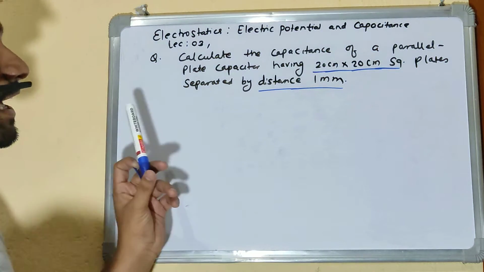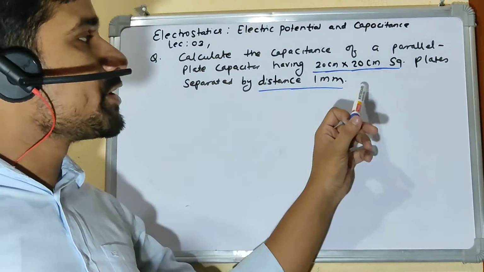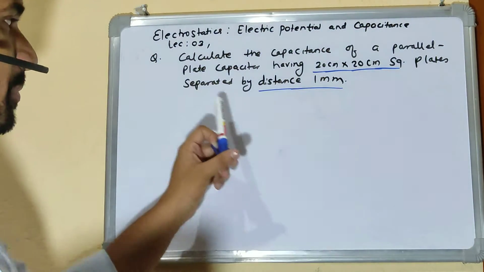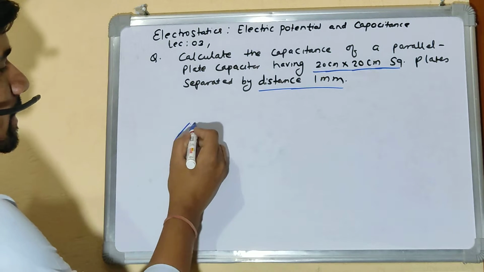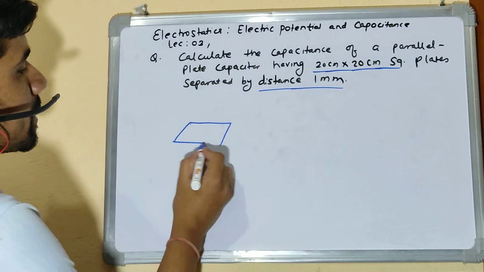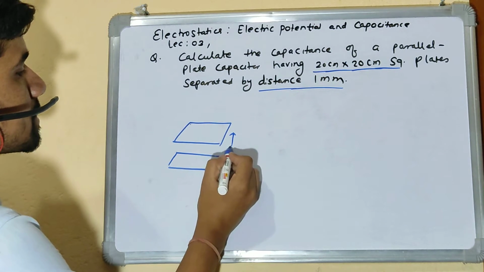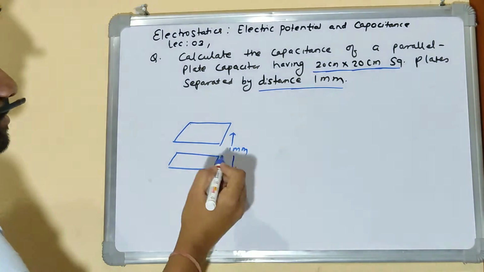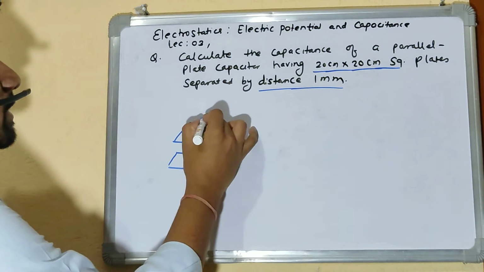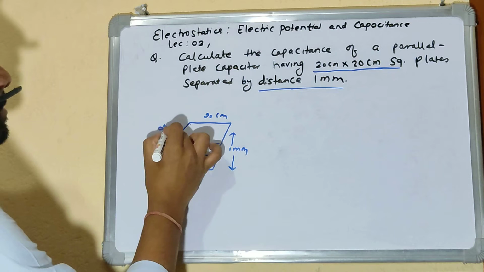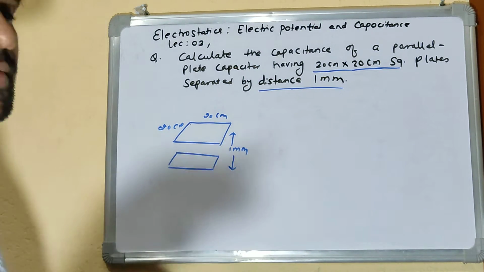So the question is: calculate the capacitance of a parallel plate capacitor having 20 cm cross 20 cm square plates separated by a distance of 1 mm. So there are two parallel plates of square geometry, separated by 1 mm distance. If you see the length and breadth of this square, it is 20 cm, 20 cm. Now we need to find the capacitance of this capacitor.